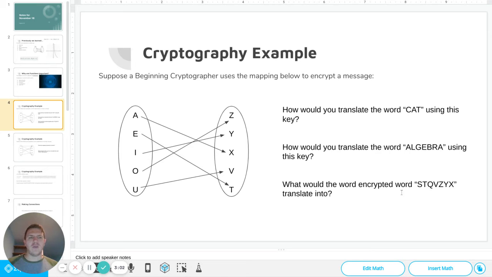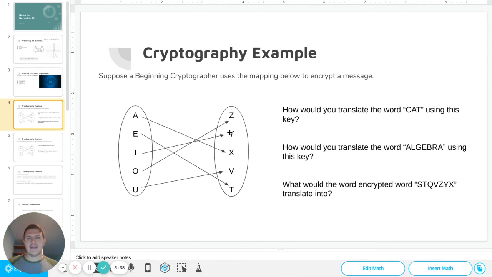What if we were to work backwards and translate the encrypted word STQVZYX using this key here? Well, S is not in my range or my output, so we leave the S alone. T is there though, T becomes an E. And then Q is not there, so we leave Q alone. So far, first three letters are S, E, Q. And then V is in there, so V becomes a U. Z is in there, the next letter, so we work backwards to get O. Y is in there, so Y becomes I.